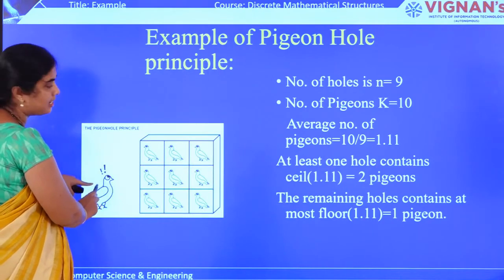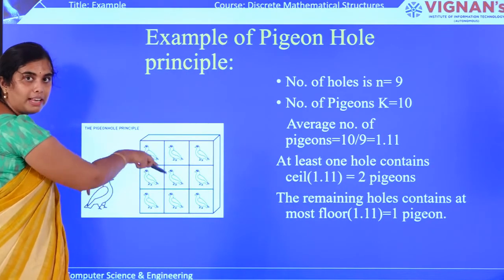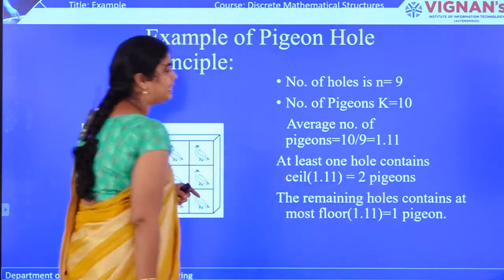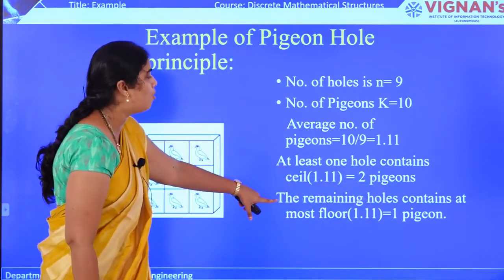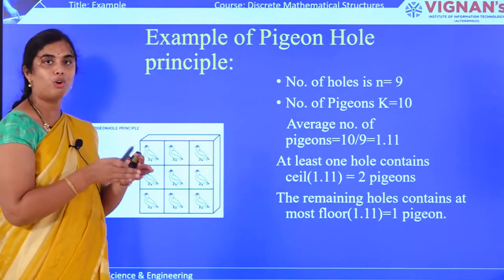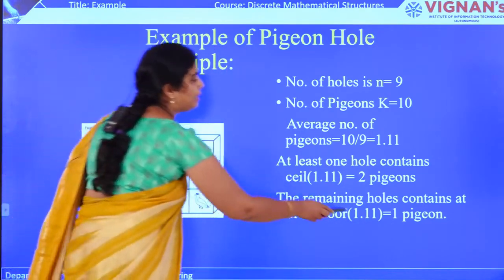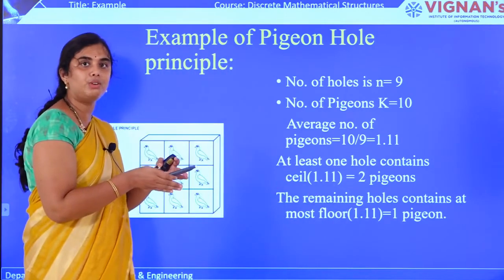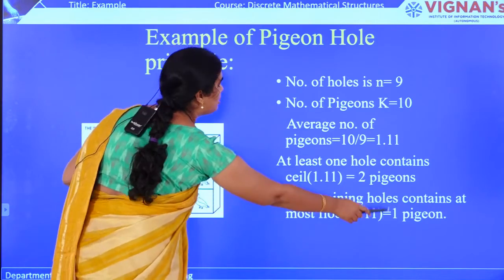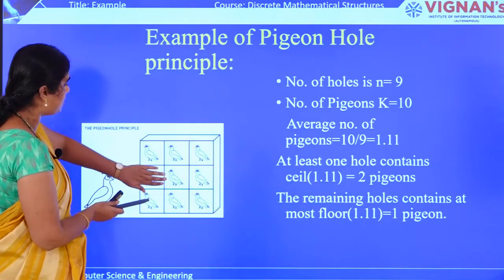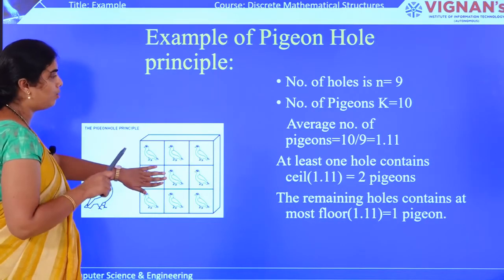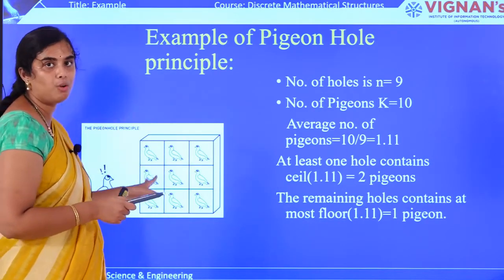Yes, because one pigeon is left over here. Somewhere I need to place it among these holes, right? So, at least one hole will contain 2 pigeons, and the remaining holes contain at most floor of 1.11. Floor means the minimum value. In 1.11, what is the minimum integer you can take? 1. So, remaining holes contain at most one pigeon. It's correct, alright? This is about the pigeonhole principle.